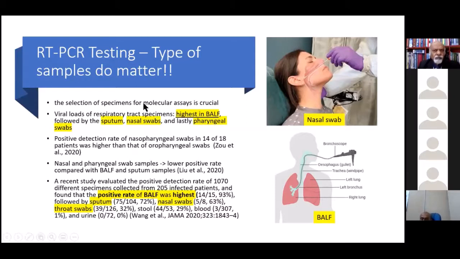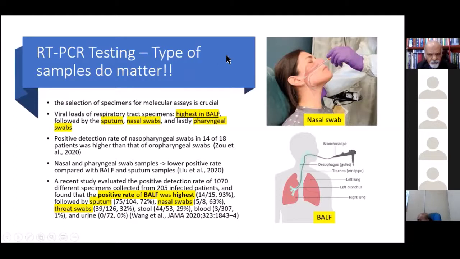So it has been found that viral loads of respiratory tract specimens are highest in the BALF, followed by sputum, and then nasal swabs and pharyngeal swabs. So if situation allows, the sample selection should be prioritized in the same order to prevent misdiagnosis caused by insufficient viral load. Several studies have confirmed the validity of this selection priority.